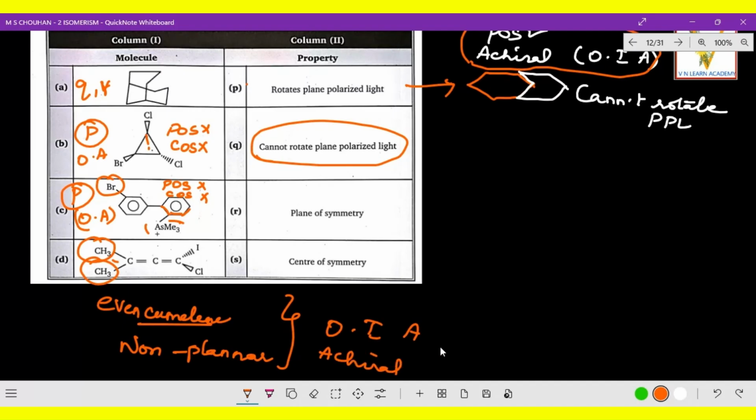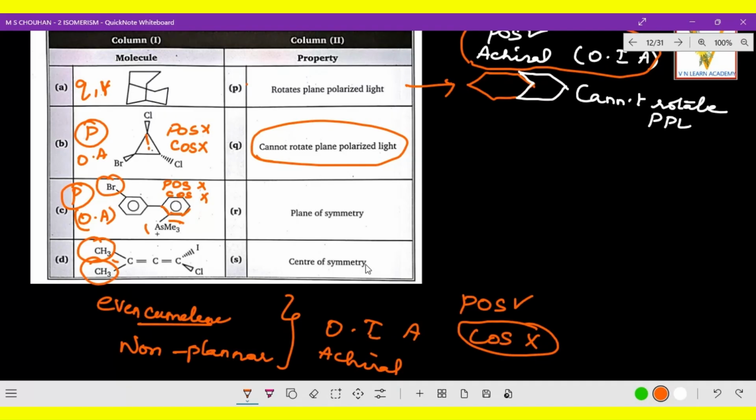So then what do we say? Here the optically inactive compound has POS. POS is present but it does not have COS. COS is absent. Why? Because here CH3, here Cl. So COS is absent but POS is there. Anyway, one of them is there, right? So then optically inactive.